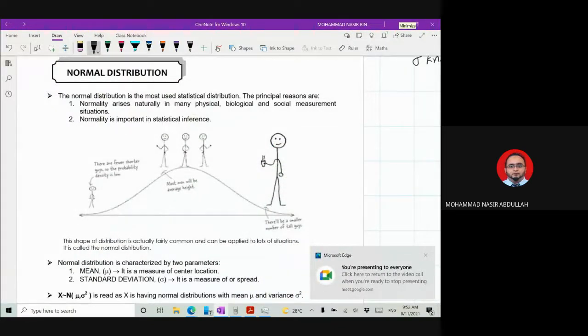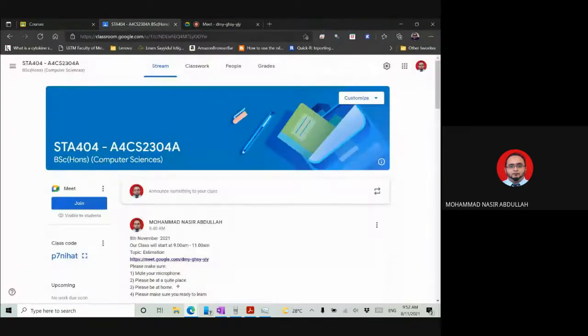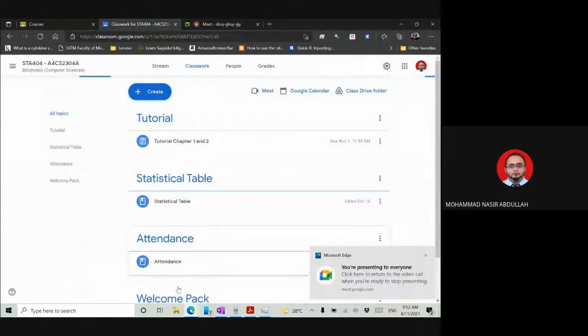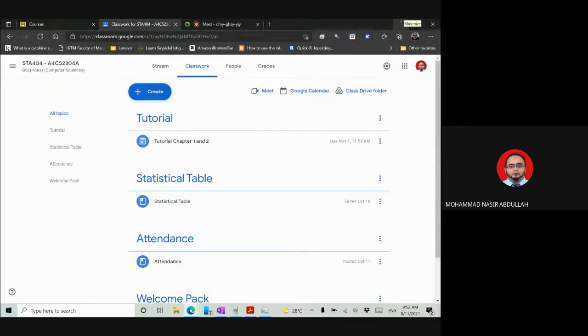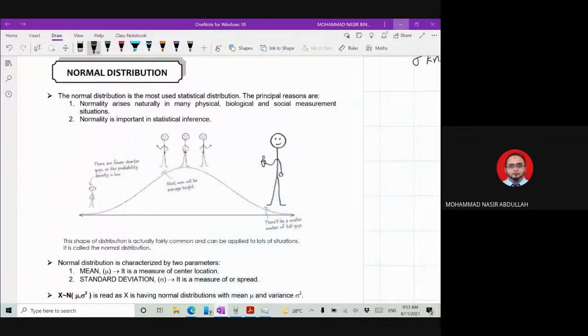Alright, let's look into the normal distribution. Earlier I briefly introduced you to what a normal distribution is. I hope you already downloaded the statistical table that I provided to you in Google Classroom. Please download the statistical table. This is the statistical table that we're going to use. Basically, this is the third edition. We have a newer version, fifth edition or fourth edition, I don't remember. The cover is red.